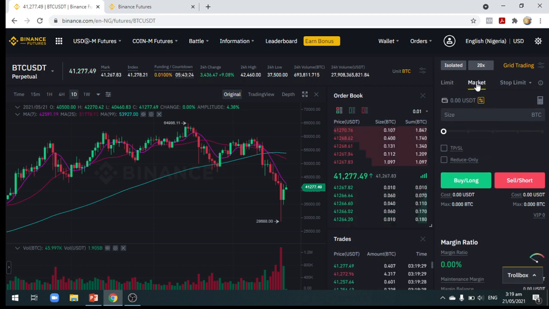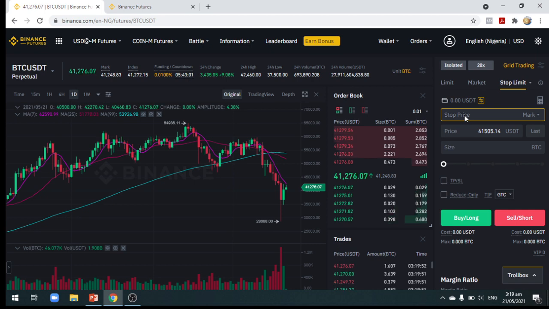The market order allows you to buy at the market price. So in market order, all you have to do is to put in the amount of coin that you want to buy or sell, and then you take a position, you place an order, and that order will be executed at the market price. Then we have stop limit. Stop limit allows you to put a stop price, and here you can choose between mark price or last price. Okay, so if you put a stop limit here, once the stop price is reached, then a limit order is triggered.